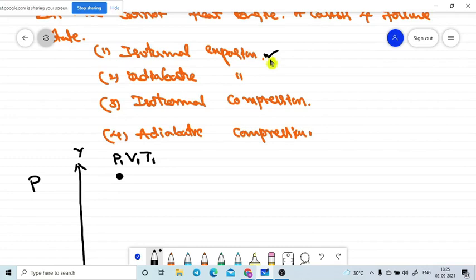Isothermal means the system must be maintained at a constant temperature. So T must be constant. So it is the expansion. Let me take this as the system. While it is expanding, the system does work on the piston. While the system is working on the piston, definitely the energy of the system must drop down. That means the temperature of the system will decrease.